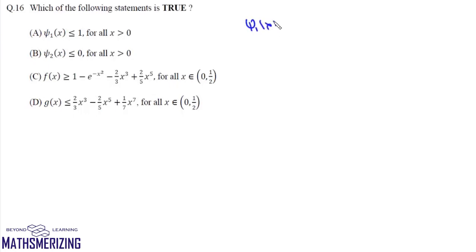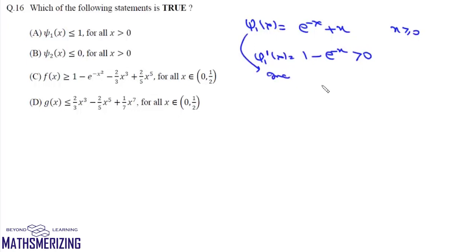Now if we look at ψ1(x), ψ1(x) is e to the power minus x plus x when x is greater than or equal to 0. Then ψ1'(x) will be 1 minus e to the power minus x, which is greater than 0. So this ψ1 will be an increasing function. So if x is greater than or equal to 0, then ψ1(x) is greater than or equal to ψ1(0). Now ψ1(0) is 1. So ψ1(x) is always greater than or equal to 1. That means this option A is incorrect.